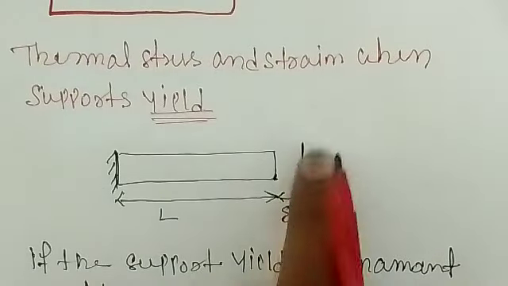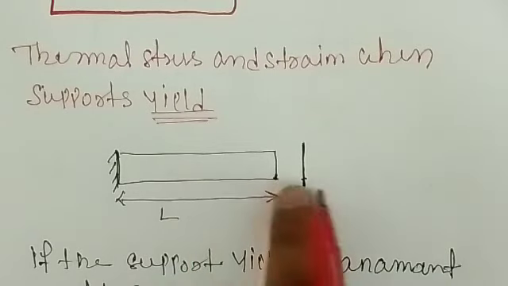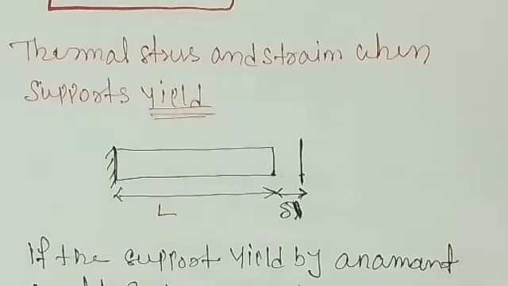You understood yielding, that means we are giving some support at a certain distance, right? So when this body is subjected to the temperature rise, that body can be expanded up to that limit only. It won't go beyond the limit.